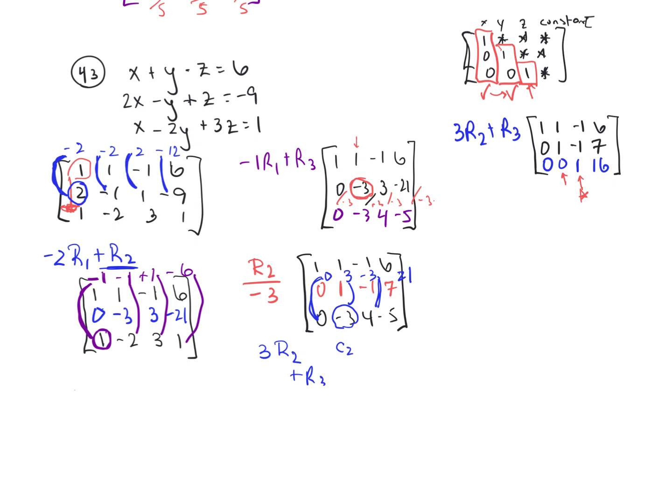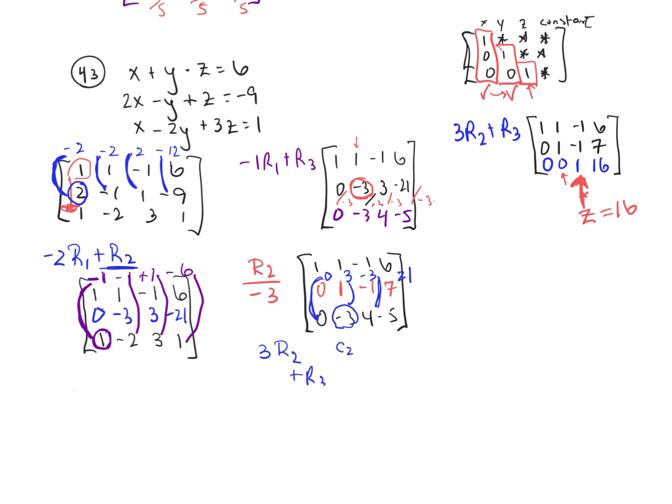Why is it in row echelon form? Well, because this variable is z, and we know it equals 16. So we got an answer. That's what row echelon form does for you. It gets you an answer for one of your variables. All right. What are we going to do now?